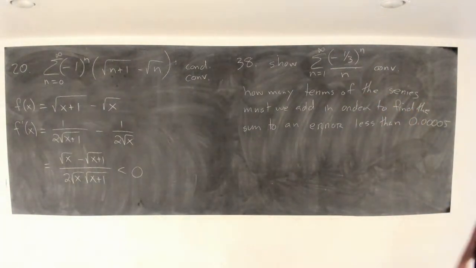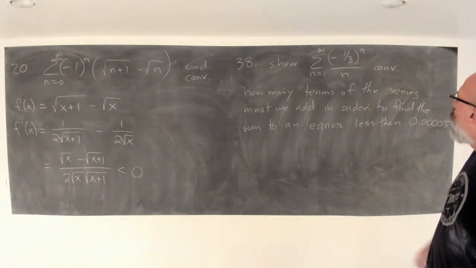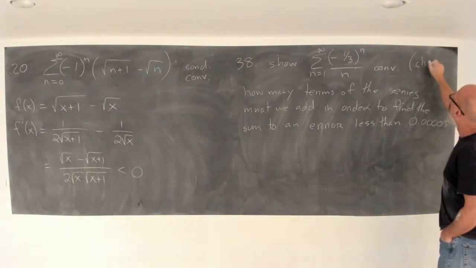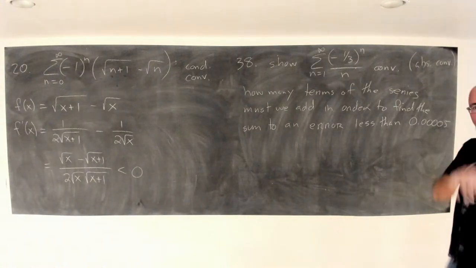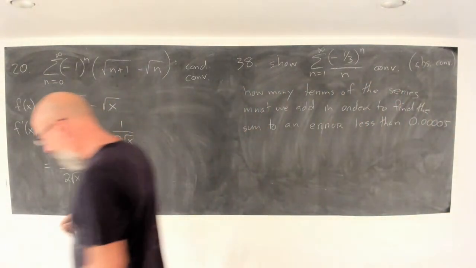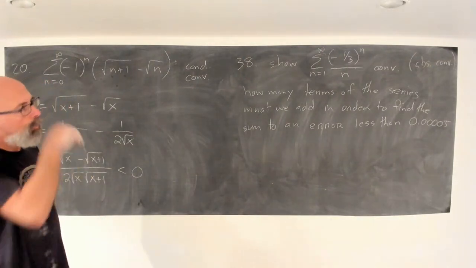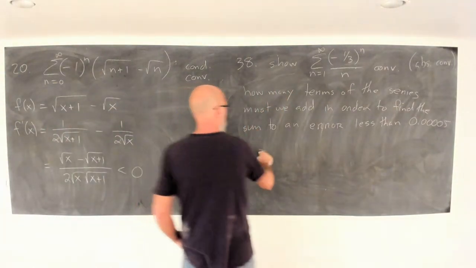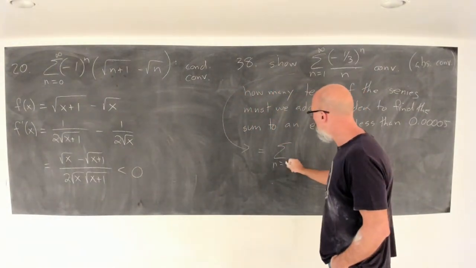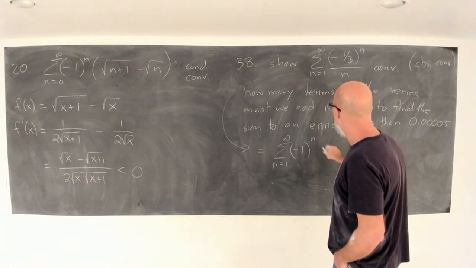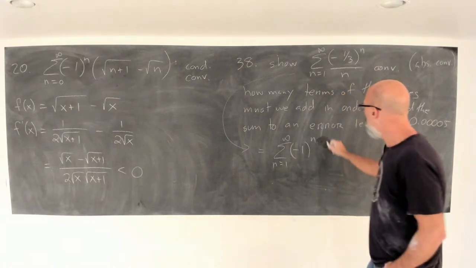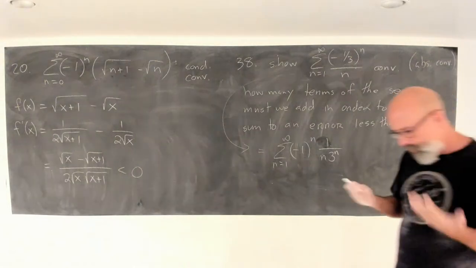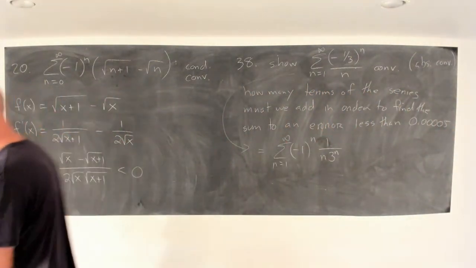Show that this converges. I'm going to let you prove that this converges. It actually absolutely converges. I'm going to let you prove that because, you know, we are running out of time. And what we need to do, well, first of all, we have to rewrite this in a fashion that allows us to use the alternating series test.